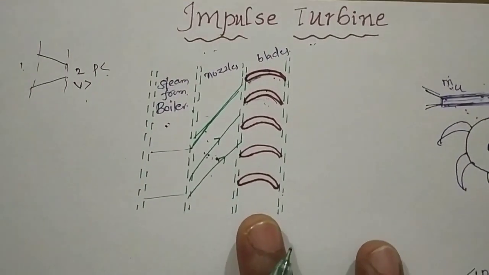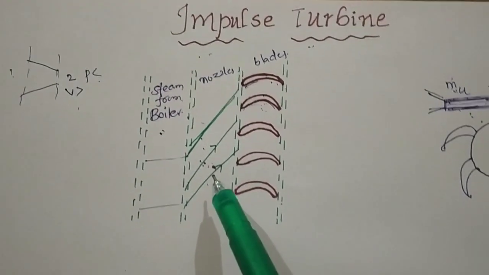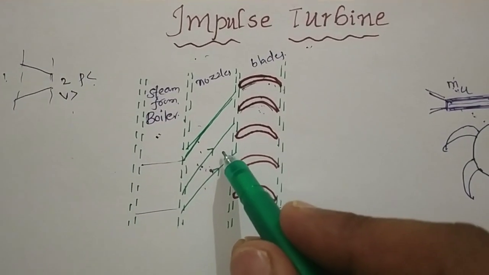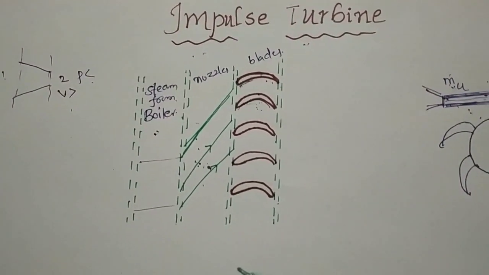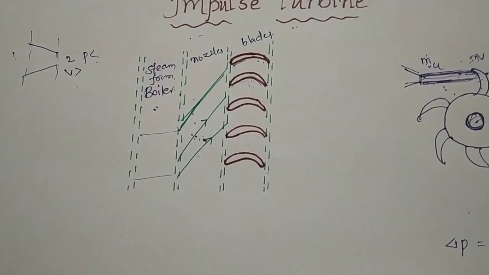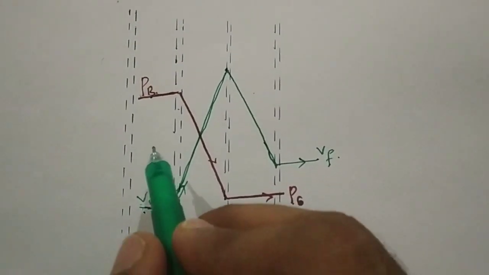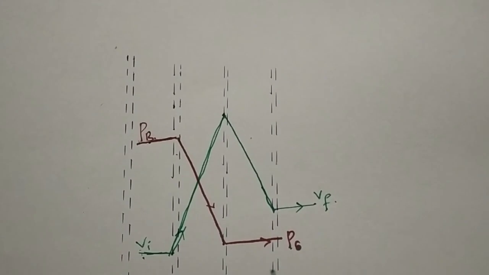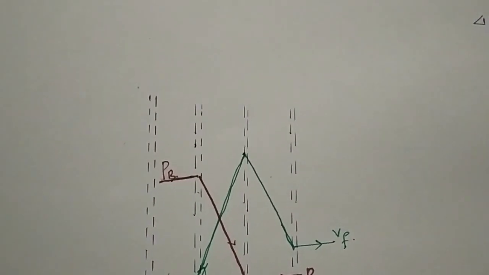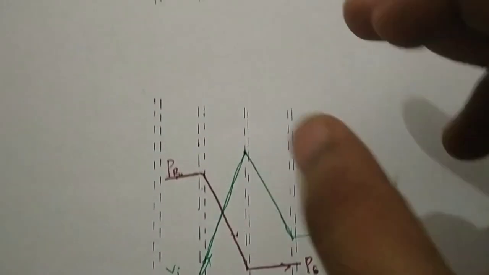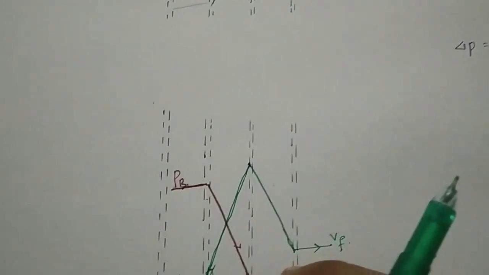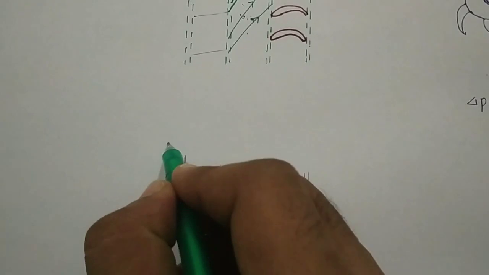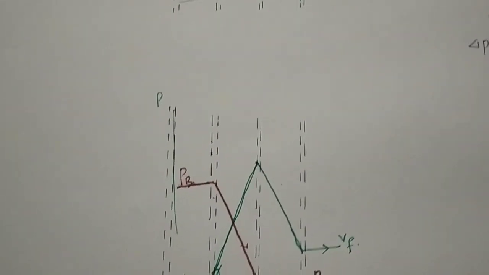One thing you have to remember: in an impulse turbine the velocity increases in the nozzle and decreases in the moving blades. Coming to the pressure, the pressure decreases in the nozzle and remains constant in the moving blades. Now you have to remember this. With the help of this diagram I have drawn the pressure and velocity graph. Like that you can write this is the pressure and this is the velocity graph.